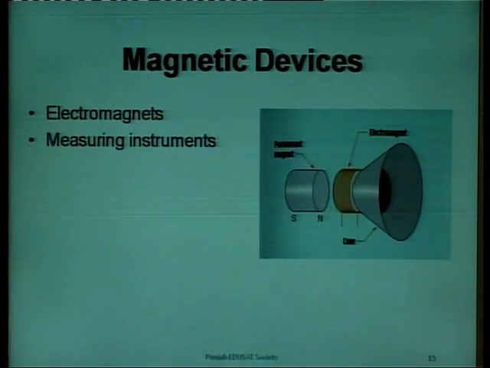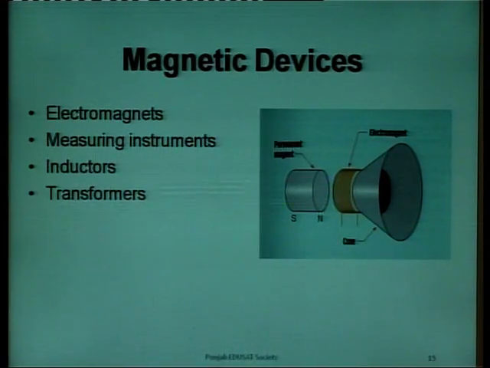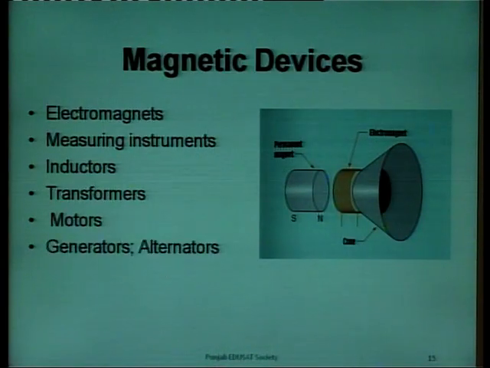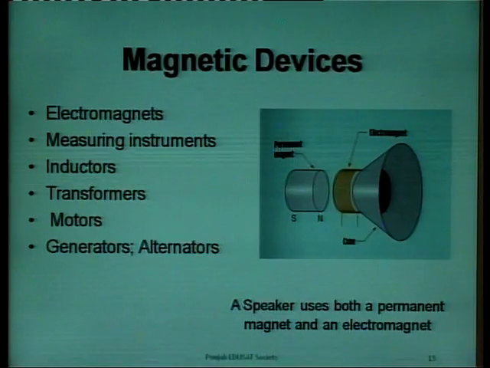Then we have different magnetic devices. There are various types of devices where we can use magnets: electromagnets, measuring instruments, inductors, transformers, motors, generators, alternators, and various other applications. As we can see in the speaker, we use both a permanent magnet and an electromagnet.